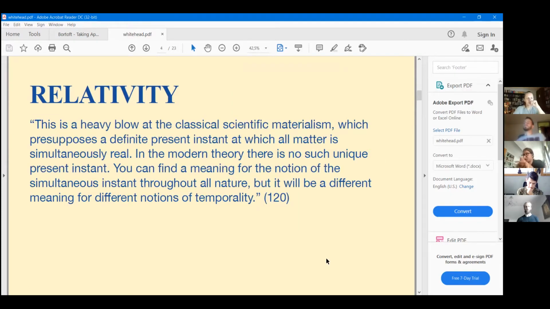And of course, Einstein's theory is a way to remedy the situation, to show how the speed of light can be constant. And this theory of relativity is a heavy blow to classical scientific materialism, which presupposes a definite present instant at which all matter is simultaneously real. It's quite easy to imagine this, as I already said. It's just a very articulate explication of common sense. But in the modern theory, there is no such unique present instant. This is also known as relativity of simultaneity, where the order of events is dependent on the velocity of the observer. Can you go on?